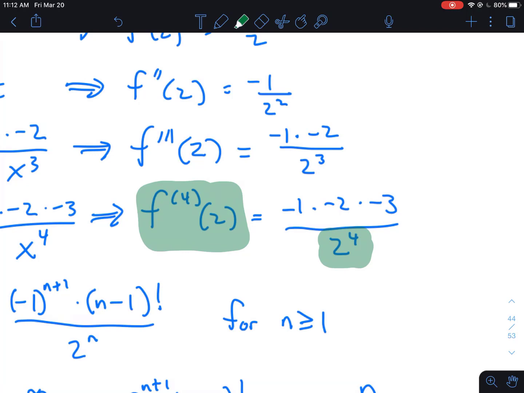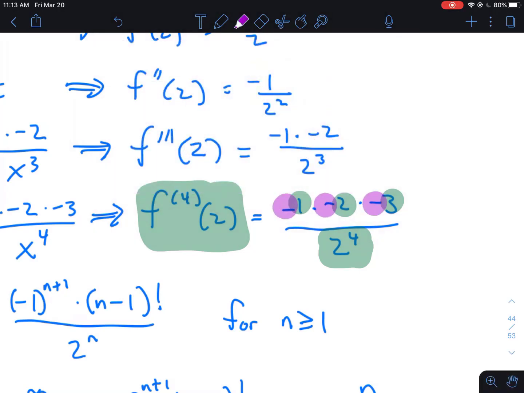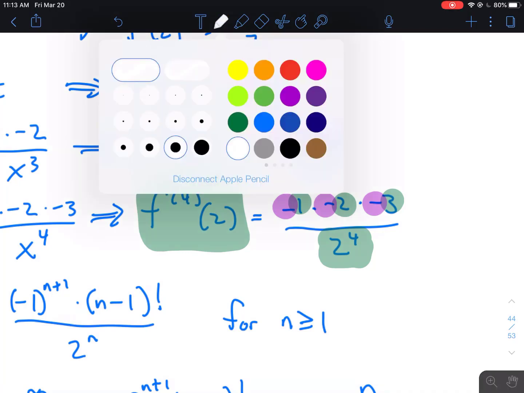I seem to have something that's kind of like a factorial, right? So I have 3 times 2 times 1. It starts at 3, so it's 1 lower than the number of derivatives that I took. And then there's this whole alternating piece, right? In this case, the 3 negatives together would make negative 1 raised to the 3rd power. This would be negative 1 raised to the 2nd power. This would be negative 1 raised to the 1st power, right? So these alternating negative signs are this negative 1 piece.